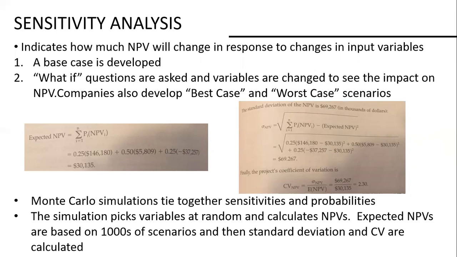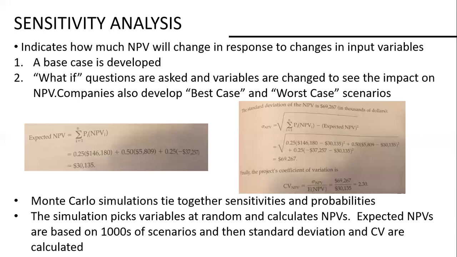And they ask a lot of what-if questions, like what if something bad happens? That would be a worst case scenario. For example, in the worst case scenario, what is the highest inflation rate that could really impact the company? How low can sales go? Things like that. So you're asking what-if questions and creating a worst case scenario. And then they also create best case scenarios.